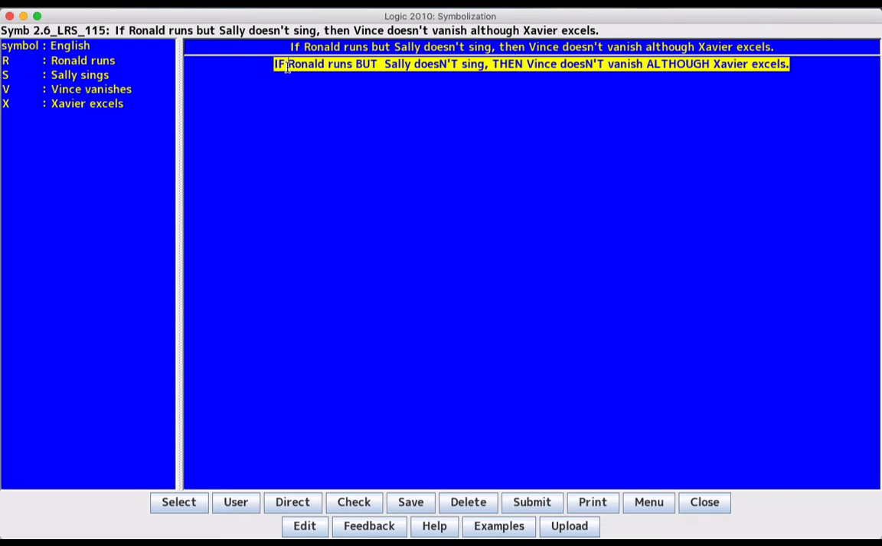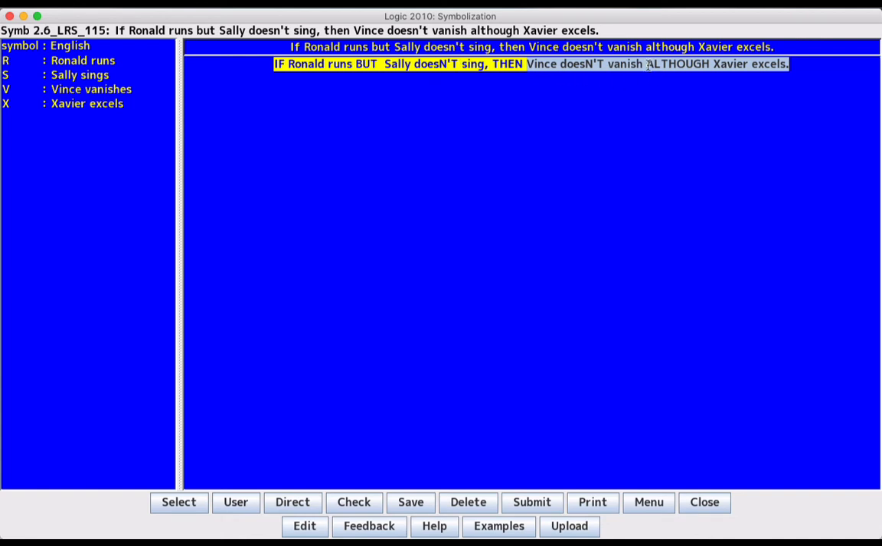What about the if then? Well, the if could attach to this, or does attach to this: Ronald runs, but Sally doesn't sing. That's a sentence. The then attaches to this, and that's also a sentence: Vince doesn't vanish, although Xavier excels. So the if attaches to a sentence, and the then attaches to a sentence. And that means that the if then is probably the main connective. At least it might be.